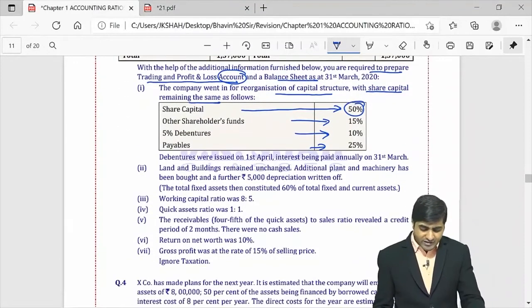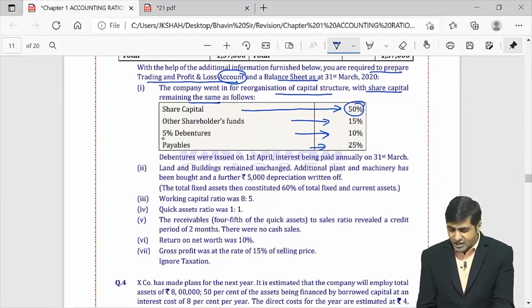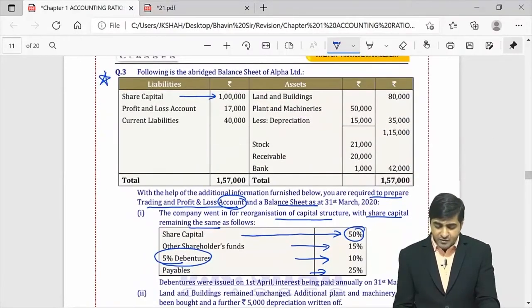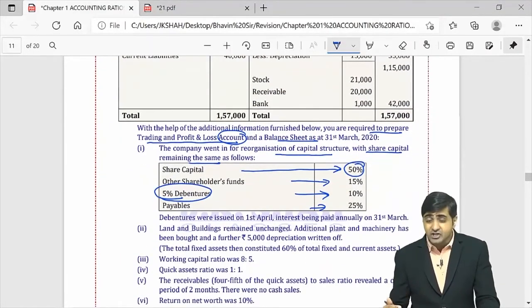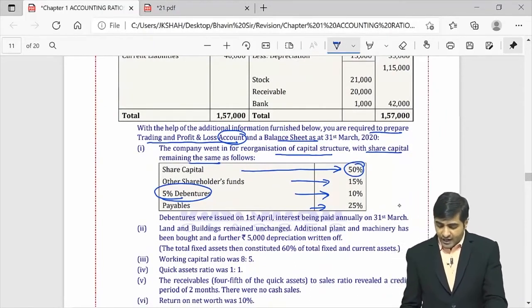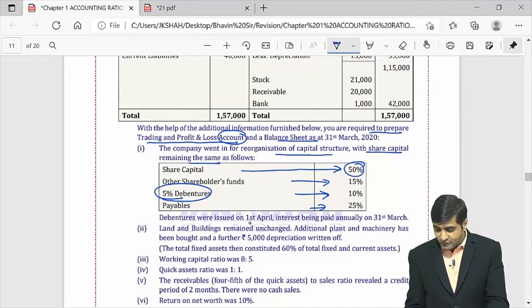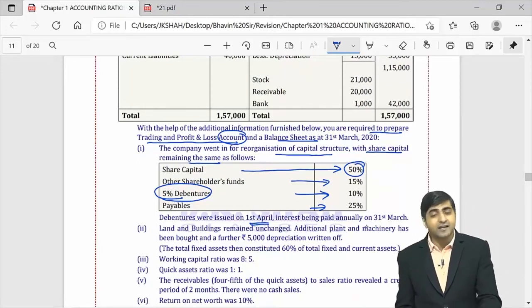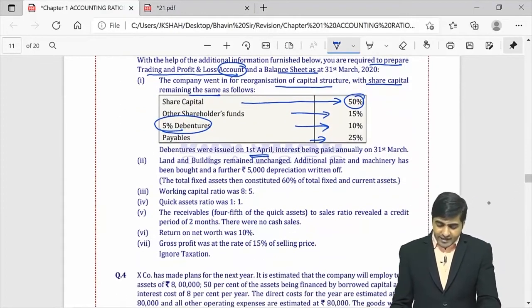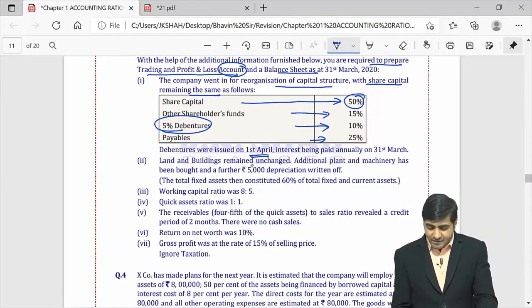Now in this particular question, as you can check, there are 5% debentures. So earlier debentures were not there, now the debentures are issued, so definitely the interest component will also come in the P&L account. And they have told you that the debentures were issued on 1st of April, which means that we have to consider the interest on a per annum basis. Then guys, we have land and buildings remaining unchanged. So again this particular figure is available.